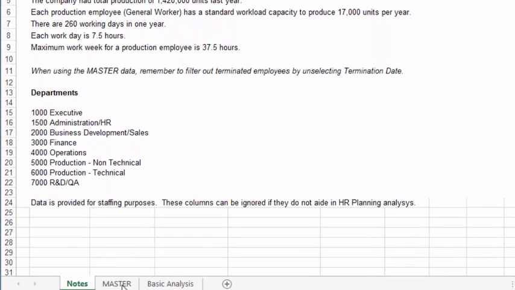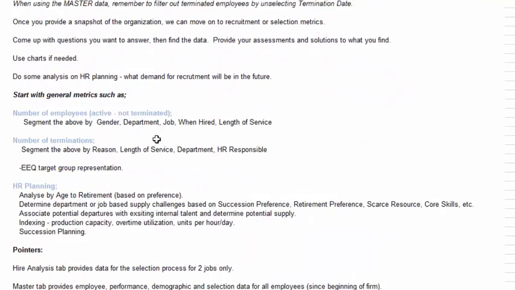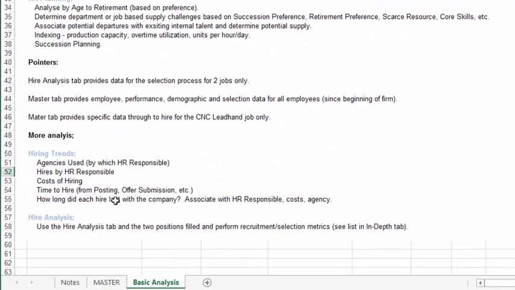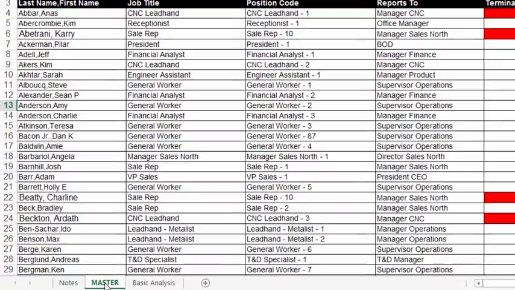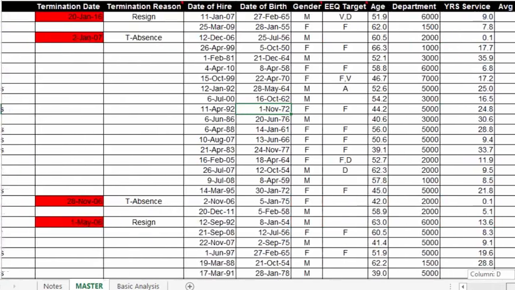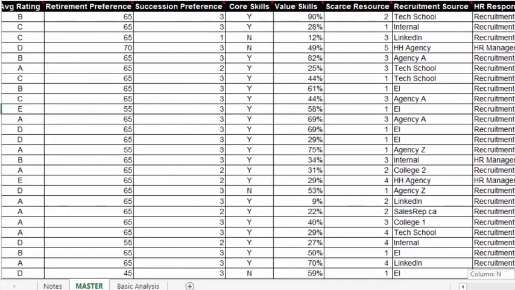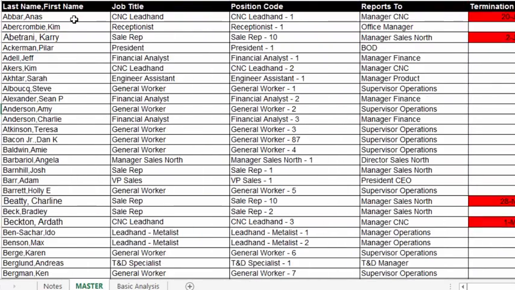So let's have a look. We've got the notes here. You can have a read. We've got some basic analysis notes as well in another tab, and have a look. It just gives you an idea of some of the common HR planning metrics. And I should tell you, the data itself in the master tab has information related not just to planning, but also things that are relevant to recruitment and selection as well. So you might want to combine a few things, come up with your own type of analysis, and certainly Google to see what type of common HR metrics there are specifically related to HR planning.